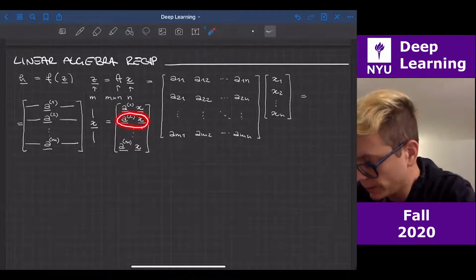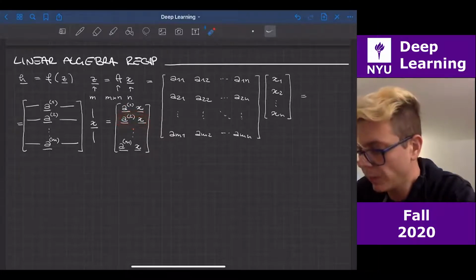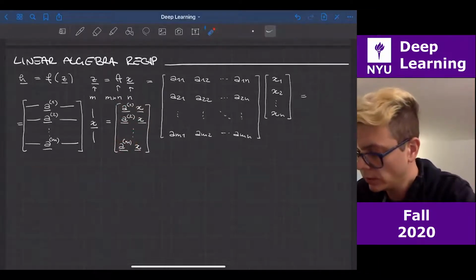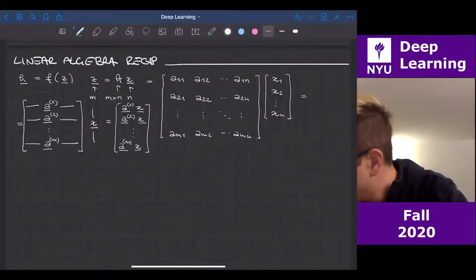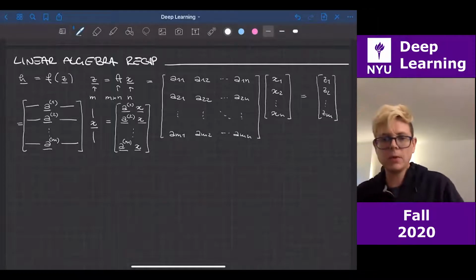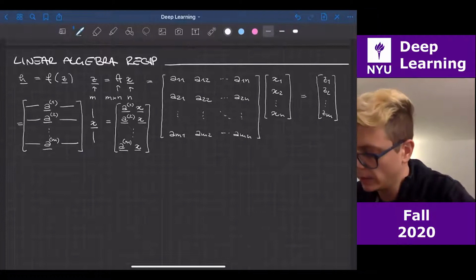Right? So first, another question: what is the size of this element over here? What is it? 1, right? So this is a scalar. And so I have 1, 2, until the last one, which is m. So I have m scalars. Sweet. And so this one is going to be my vector z1, z2, until I get down to zm.